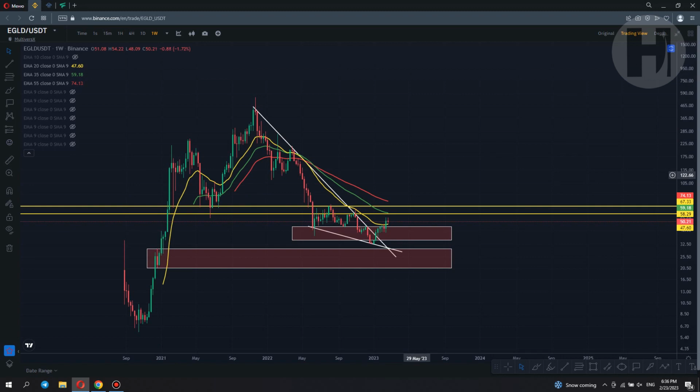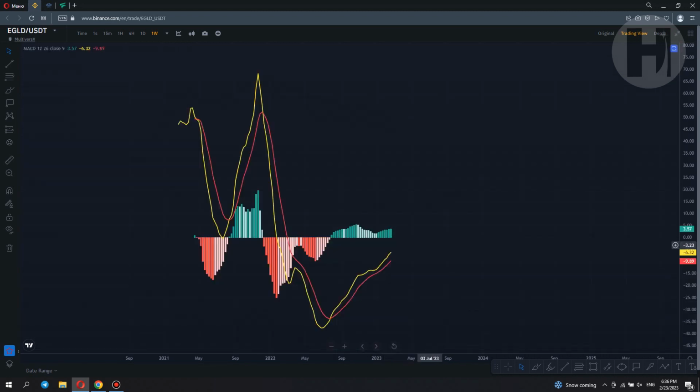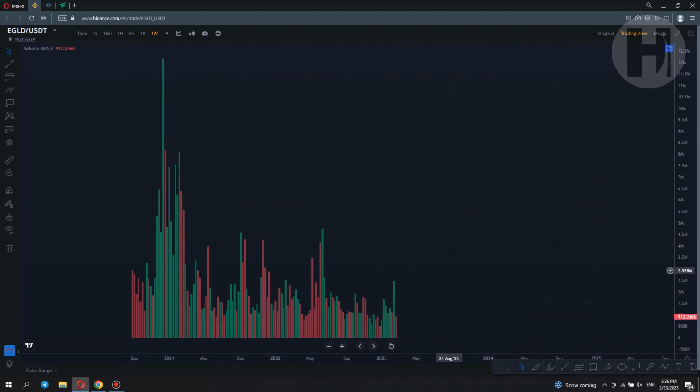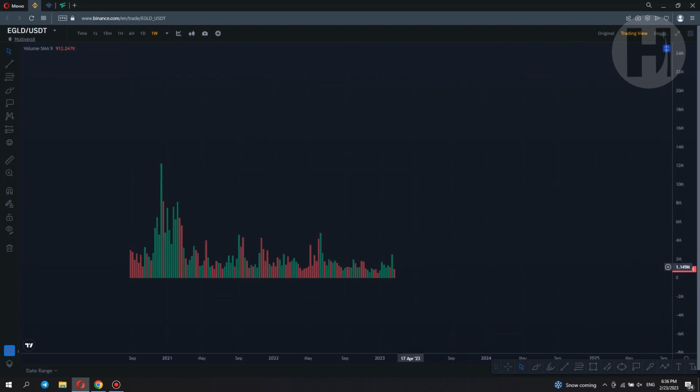So that's pretty much everything that we have here for Elrond. Like I said, not a lot of developments. I do think we're going to be seeing a pullback sometime in the near future. If we go to the volume indicator, as you can see, last week was very strong in terms of volume. So people are buying into this thing. This thing is getting a lot of buy-ins.